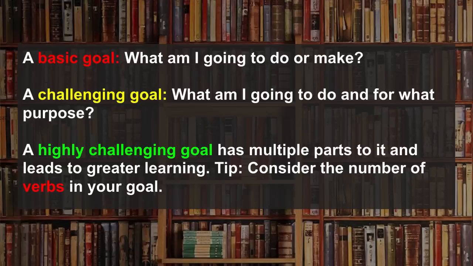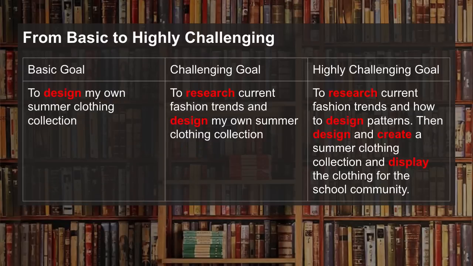One of the tips that we tell students is to consider how many verbs are in your goal. It's not necessarily true that more verbs equals more challenge, but it's a good way to signal that you are doing multiple things by having those multiple verbs. So if we look at this chart I've set up on the next slide here for you, moving from a very basic goal of just simply designing your own summer clothing, if we move towards a challenging goal, well, now you're signaling that you're also doing research. You're going to research current fashion trends and then design your own summer clothing. So automatically there's an extra level of challenge there.